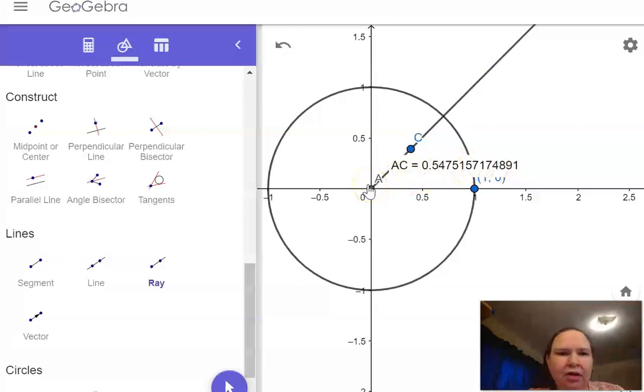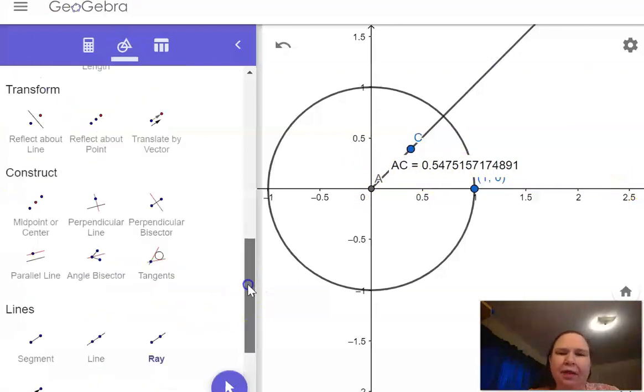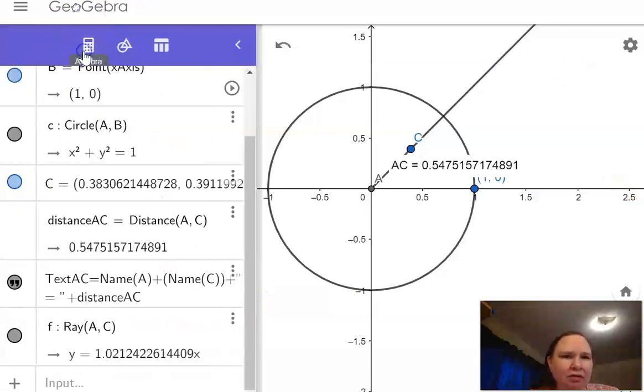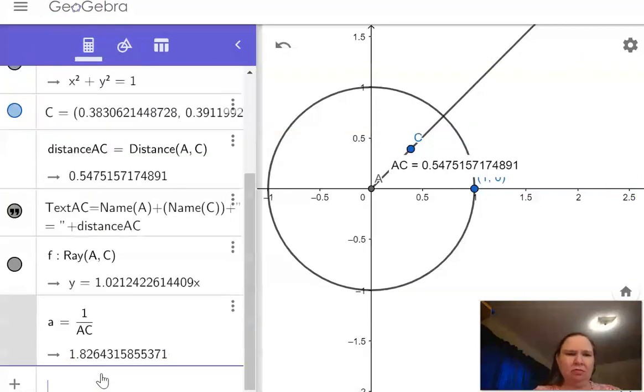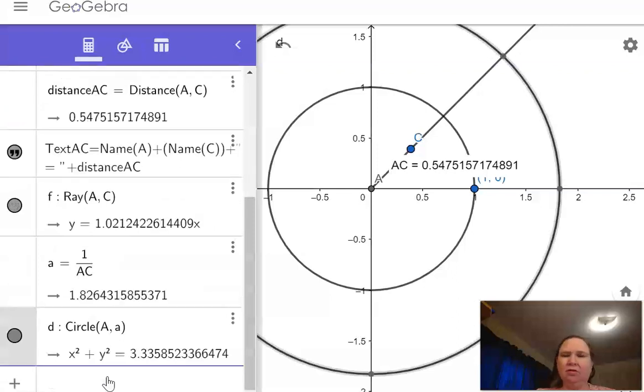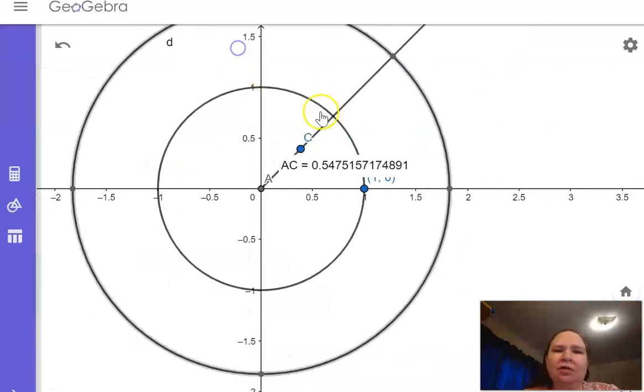I don't have a good way of doing that, so I'm just going to make a circle that has that radius. First I'm going to calculate that length, that 1 over. Okay, so that's how far away from the center it's going to be. I'm going to make a circle with that radius. I'm just going to do it this way. There we go. So the reflection of C is right there, that point right there.